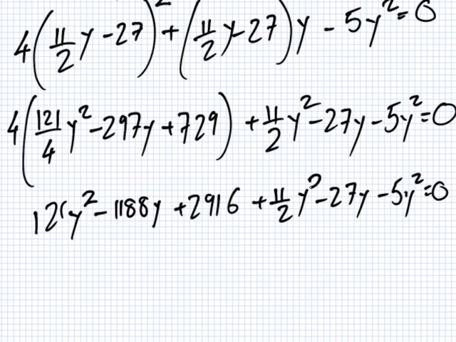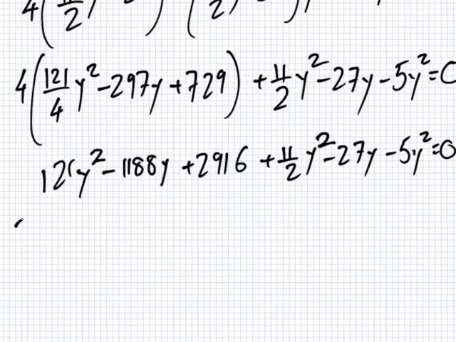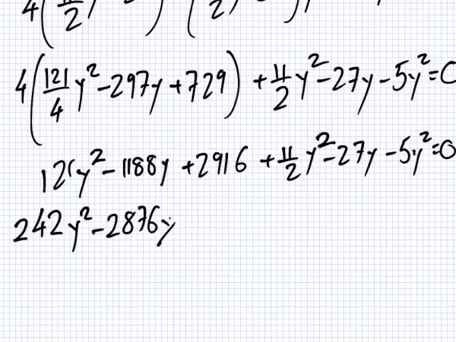Yeah, I lost my square. Thank you. Yeah, that's okay now. I'll multiply everything by 2. 2, 4, 2 y squared. My 1188 times 2 is 2876 minus 2876y. 1188 times 2. Yeah, 2876, isn't it?